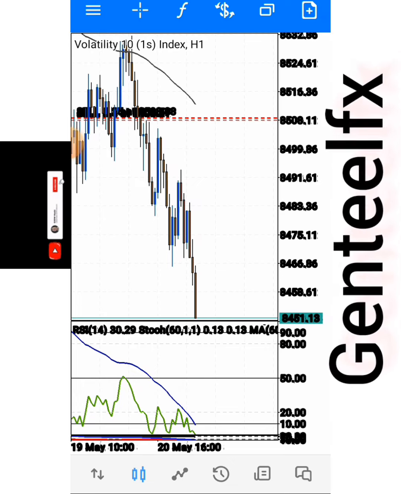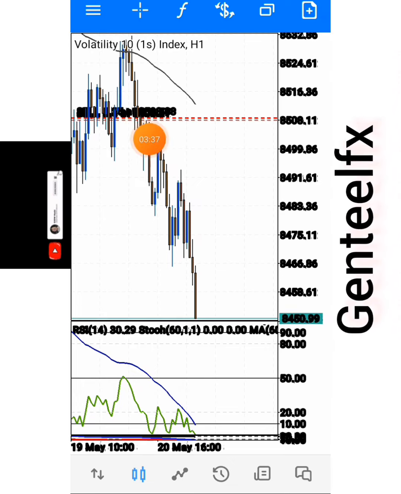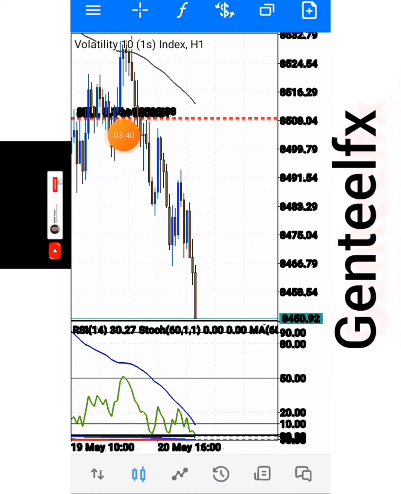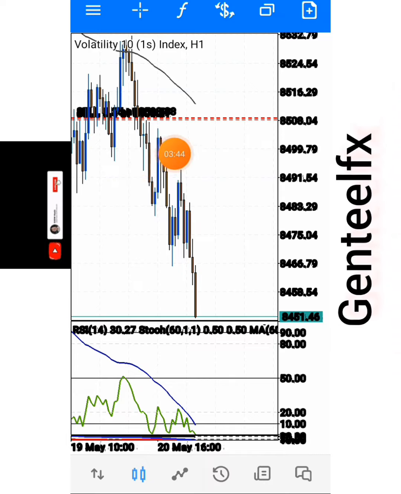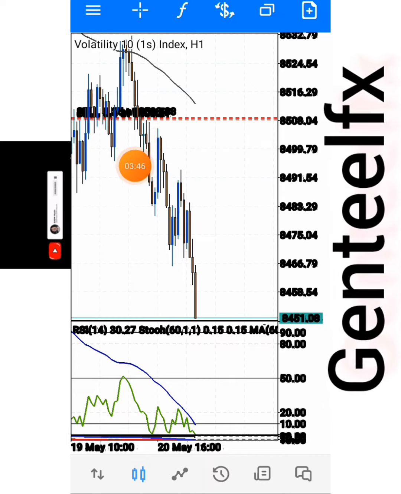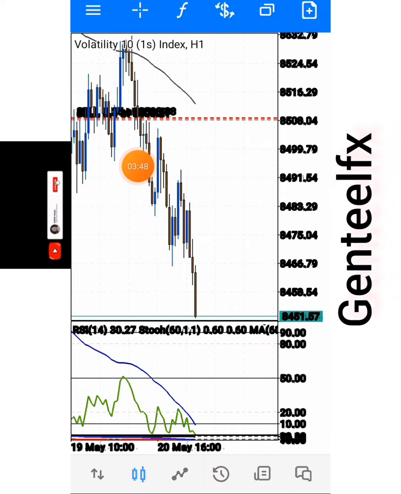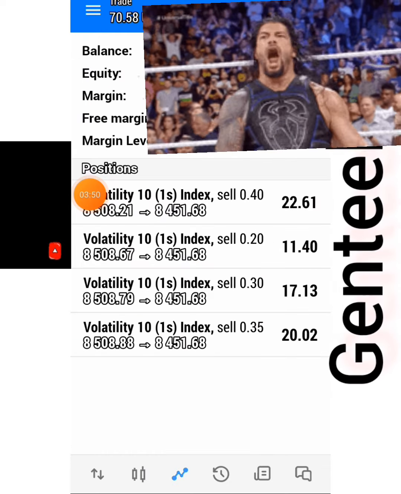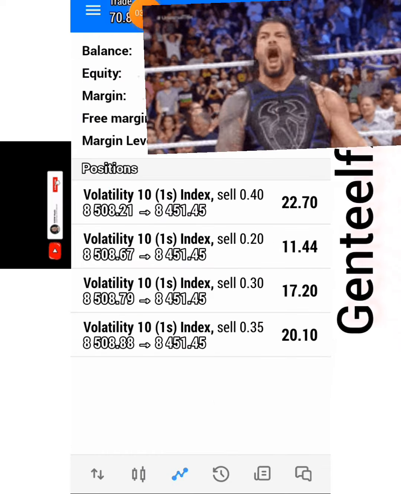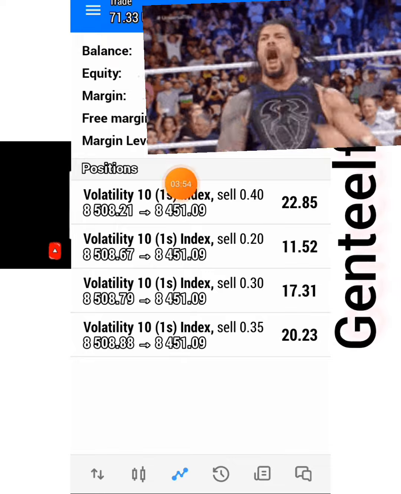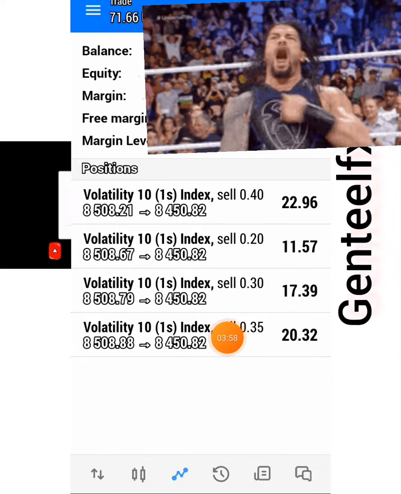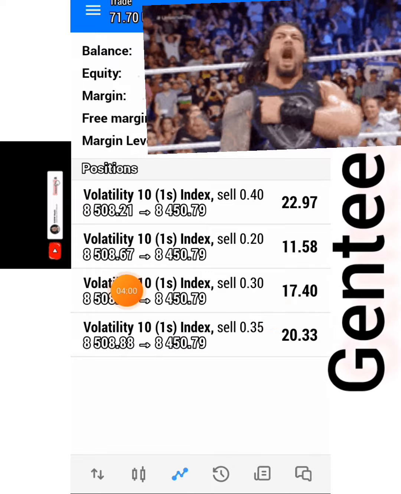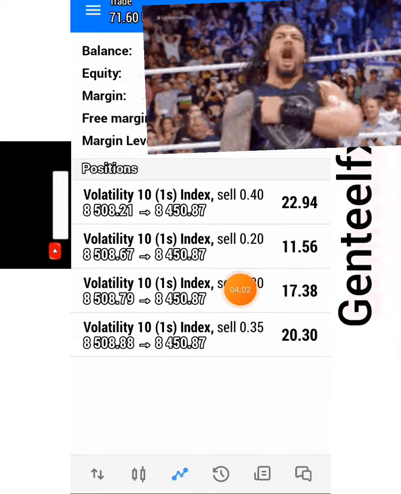Another reason is that there are many rejections here, showing us that sellers are rejecting the buyers' pressure, telling us that the market will continue moving down. So I can say I'm in massive profit. I entered this market with different lot sizes. This one is the smallest.